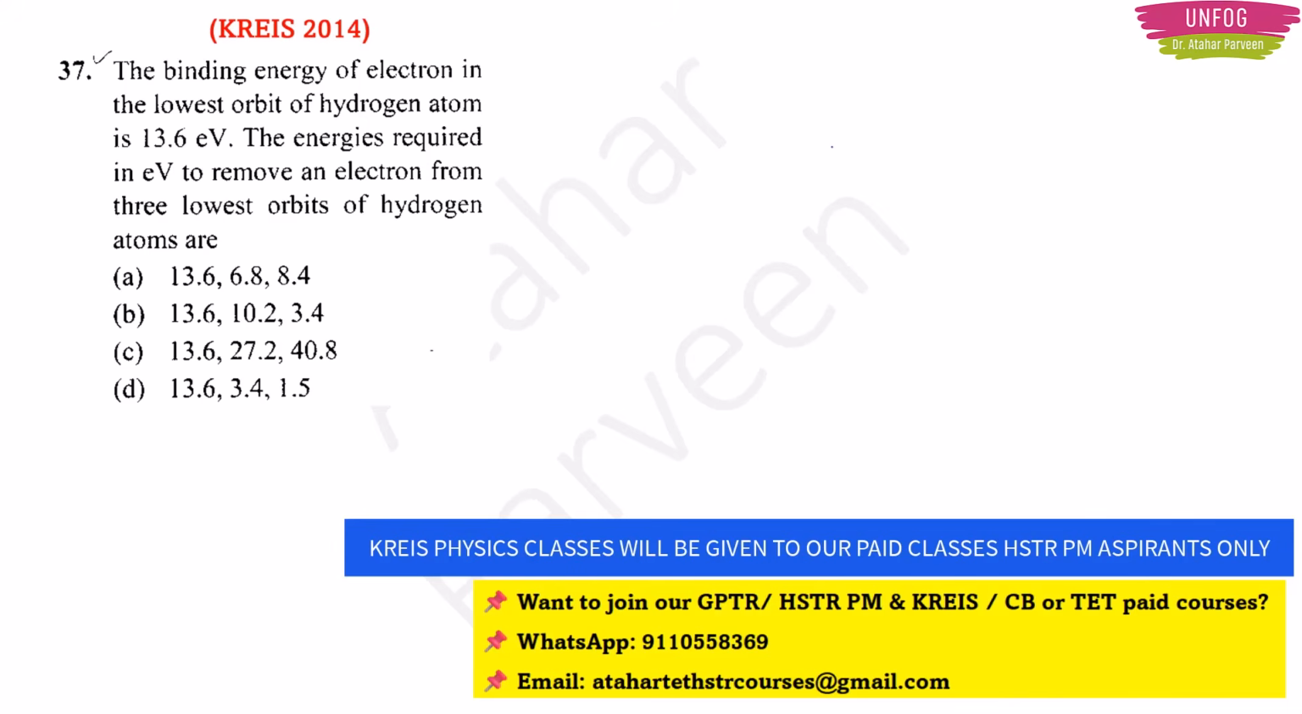Okay. So the question is: the binding energy of the electron in the lowest orbit of the hydrogen atom is 13.6 electron volts. The energy required in electron volts to remove an electron from the 3 lowest orbits of hydrogen atoms is? They have given 4 options, 4 numbers. In this type of question, there is no need to see the options because you have to calculate by yourself, right?